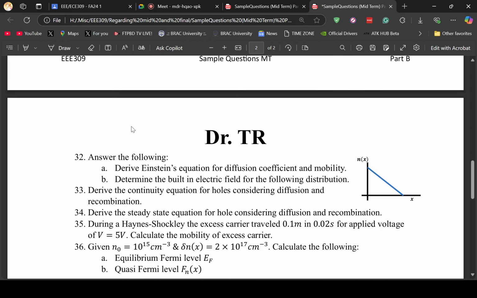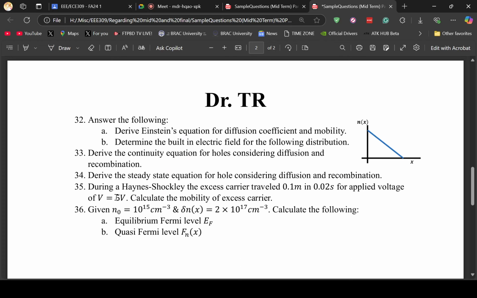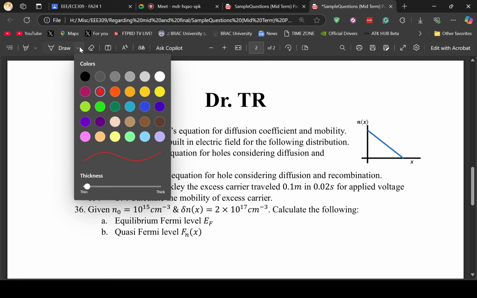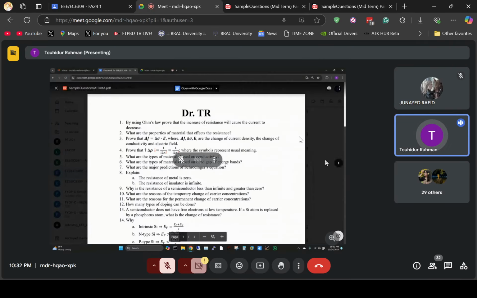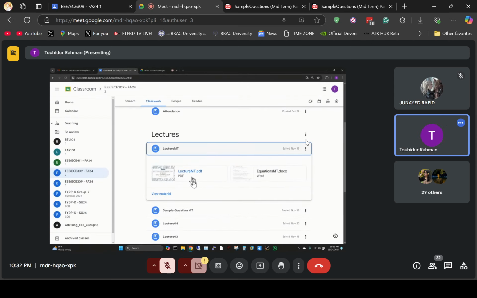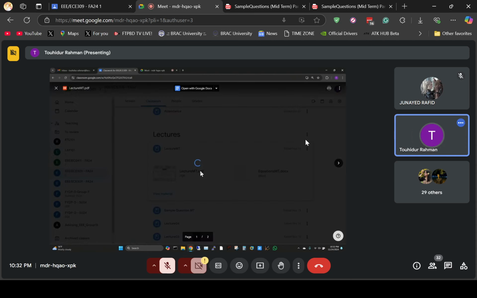If you recall in our previous discussion or the summary for the midterm lectures, I had that serial number SL001 and so on. So those serial numbers will correspond to these questions also. Like the very first one, the question is, by using Ohm's law, prove the increase of resistance will cause the current to decrease. Okay. So let me go back and show you how we can relate those two.